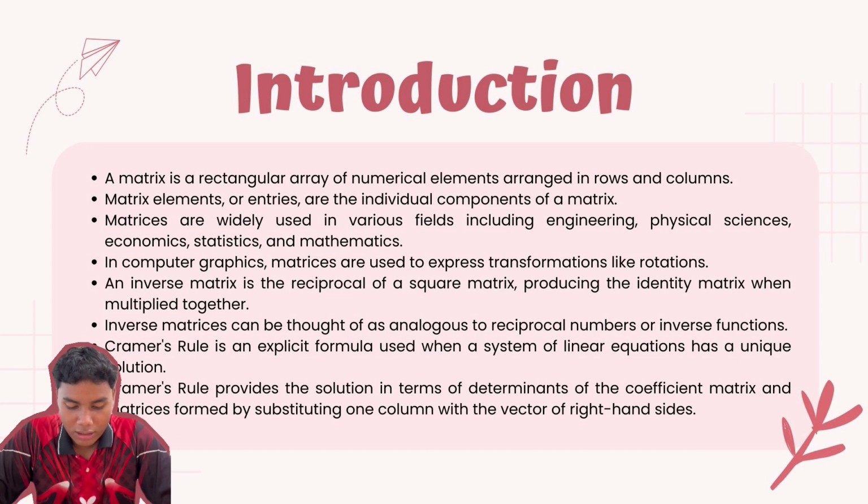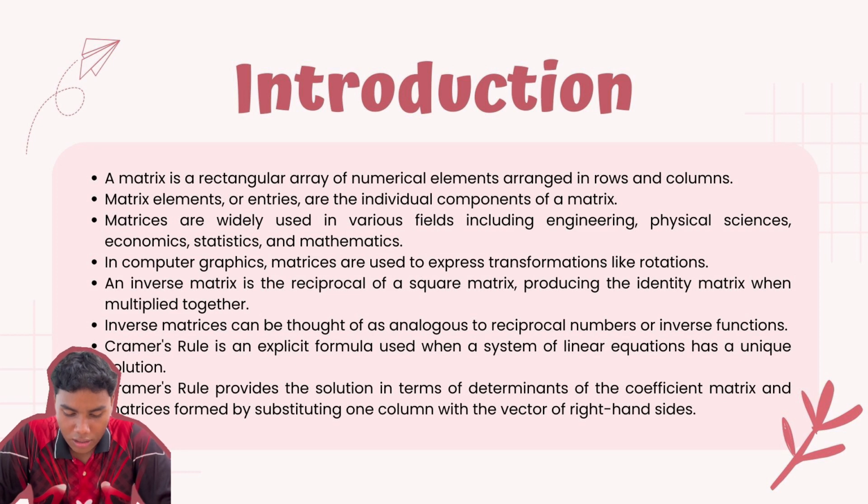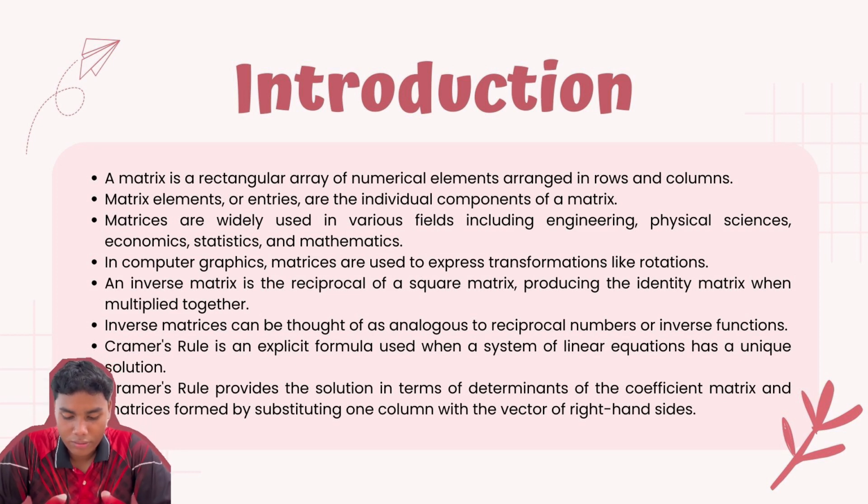Cramer's rule is an explicit formula used when a system of linear equations has a unique solution. Cramer's rule also provides the solution in terms of determinants of the coefficient matrix and matrix form by substituting one column with the vector of right hand side. Alright, next we go to our objective.